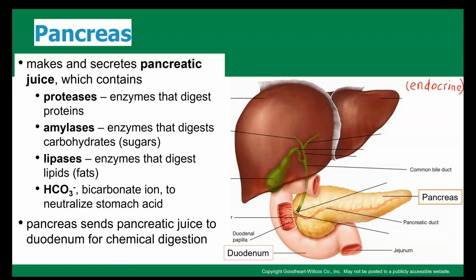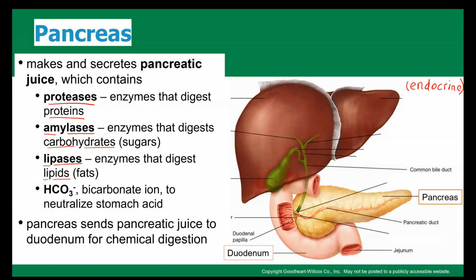So it makes and secretes something called pancreatic juice. And pancreatic juice contains 3 types of enzymes, which are proteases. Remember, ASE is enzymes. Proteases, amylases, and lipases. Okay? And these 3 types of enzymes break down the macromolecule that it says. So proteases break down proteins, amylases break down carbohydrates, and lipases break down lipids. Carbohydrates are sugars, lipids are fats.